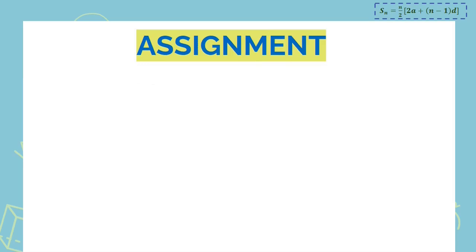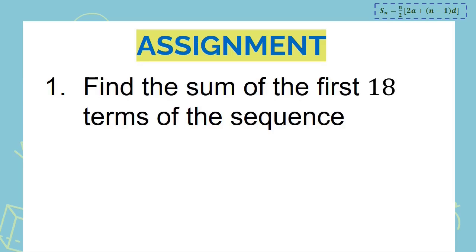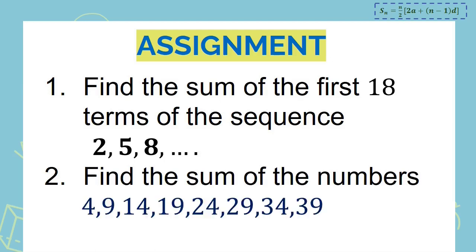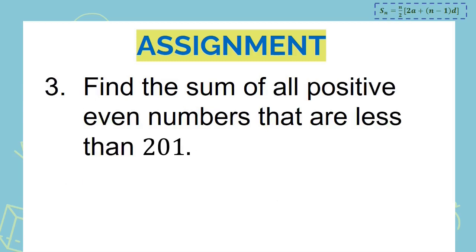Now let's take a look at our assignment for the lesson. In our assignment, we have to find the sum of the first 18 terms of the sequence 2, 5, 8. In our second question, we are also to find the sum of the numbers 4, 9, 14, 19, 24, 29, 34, 39. And our last question, we have to find the sum of all positive even numbers that are less than 201.